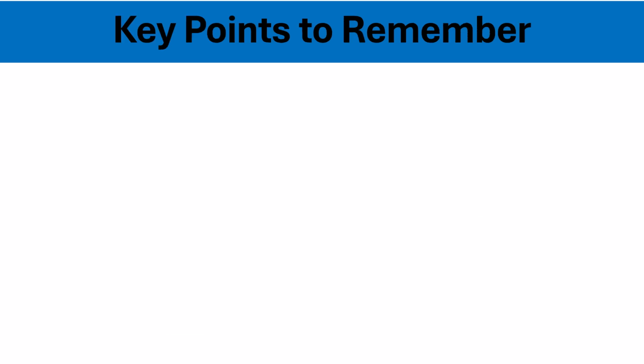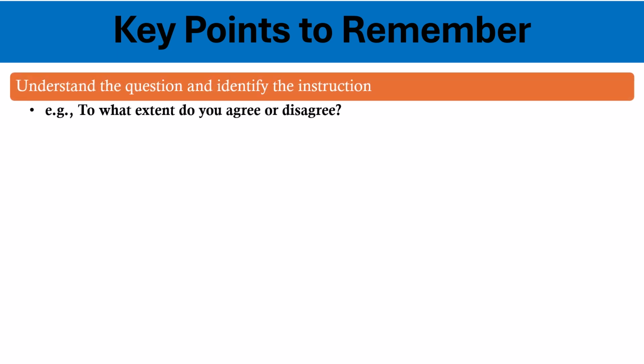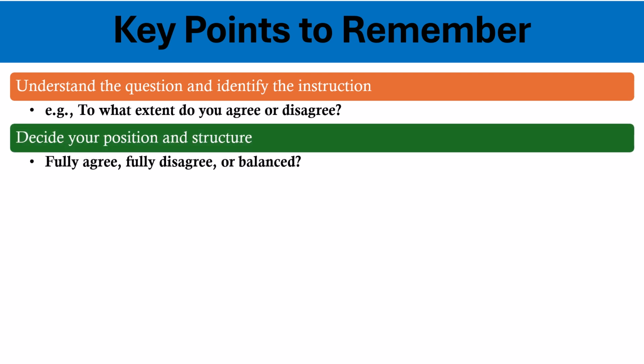Now that we have looked at the language features in the model essay, let's turn to your own writing. Before you start planning or drafting, here are 5 key things to keep in mind that will help you write a clear and well-structured opinion essay. First, read the question carefully and understand the instruction type. This can help you plan your response properly. Second, decide your position clearly and choose the structure that best supports it. In this case, we used a balanced approach.